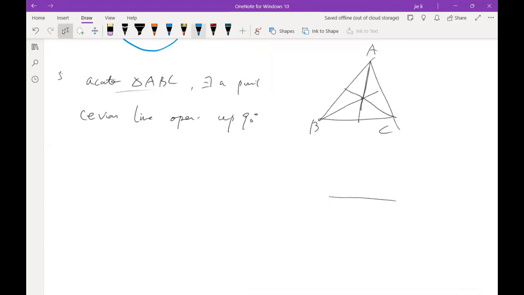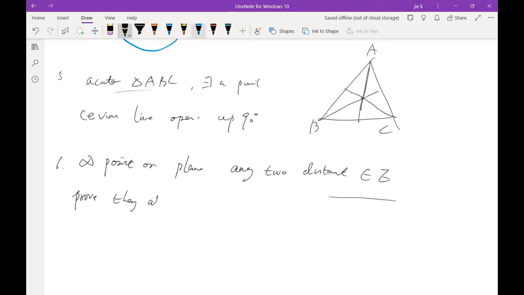Next, give you another one. You have infinite points on a plane, and any two have distance that is an integer. Prove they are all on the same line. Right, that's the point collinear.